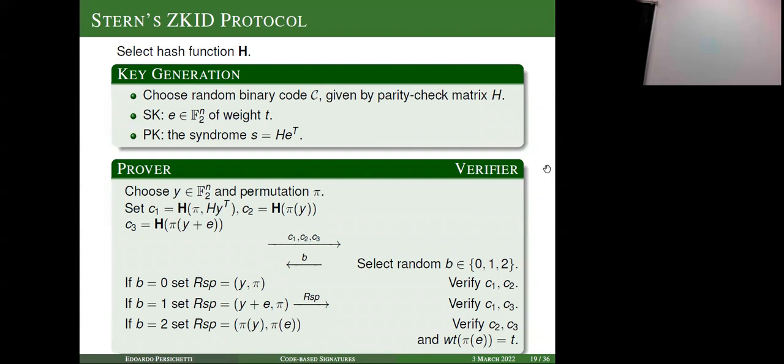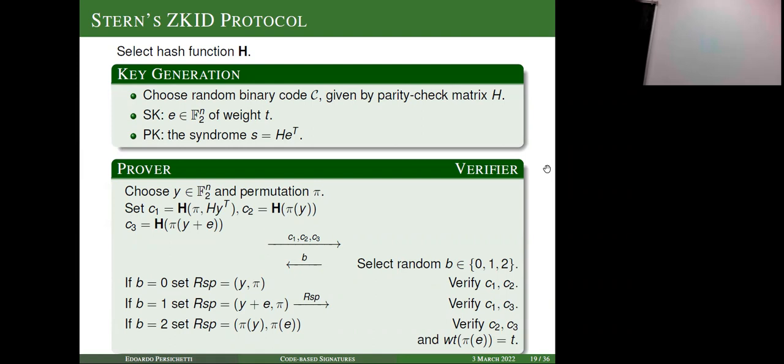If you see the protocol, it's a little bit technical, but basically this is my commitment. I commit to the syndrome of Y, I commit to pi of Y, and I commit to pi of Y plus E. And then the challenge is one of these three things. I either give you Y and pi, well, these are both random, right? Or I can give you Y plus E and pi, or I can give you pi of Y and pi of E. In any case, you can show that, for example, Y plus E is pseudo-random because you're just taking E and covering it with a random vector Y on top. Pi of Y is obviously random. Pi of E again looks pseudo-random because all you learn is that this is a binary word and you just permute it. So you learn nothing, all you learn is the weight.